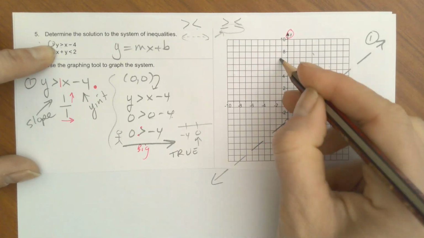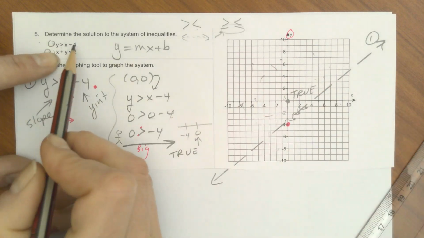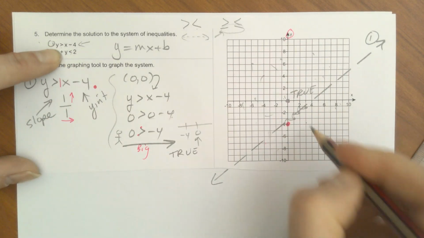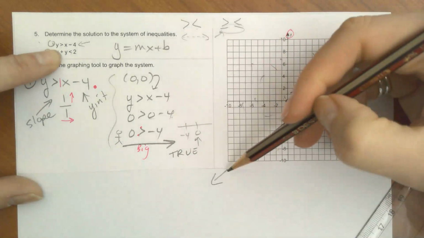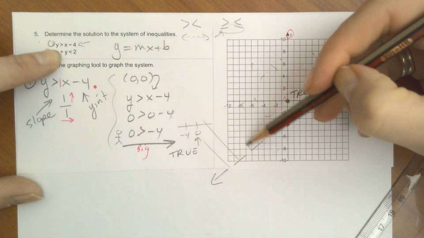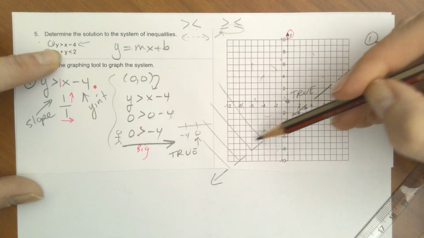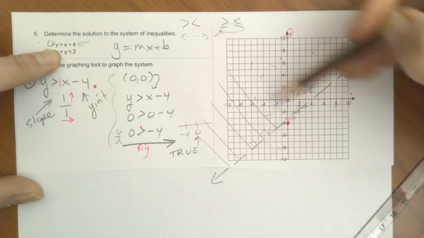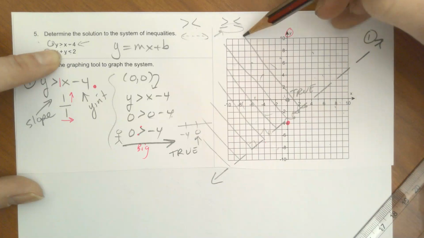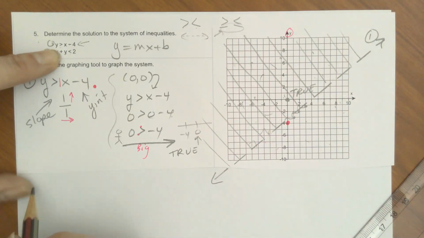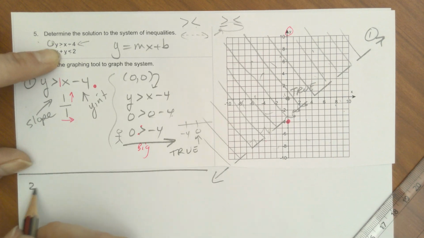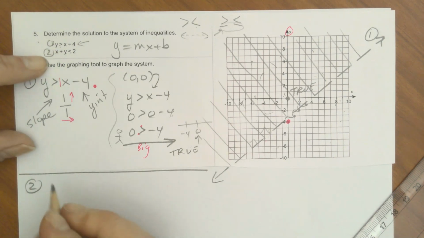That means all these points are true when I substitute them into this inequality, and all these points are false. So what side do I color? I color the true side. So I'm going to make lines like this coming up perpendicular, like square, to this line. It makes it easier to find the final answer. So now I'm going to graph the second inequality.